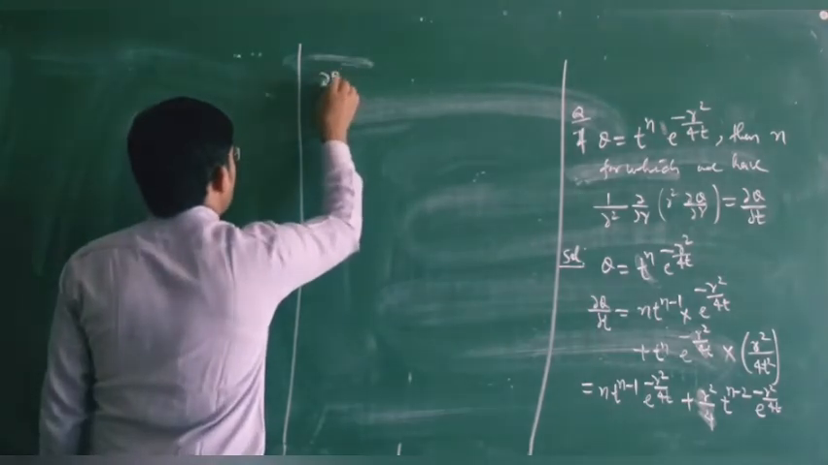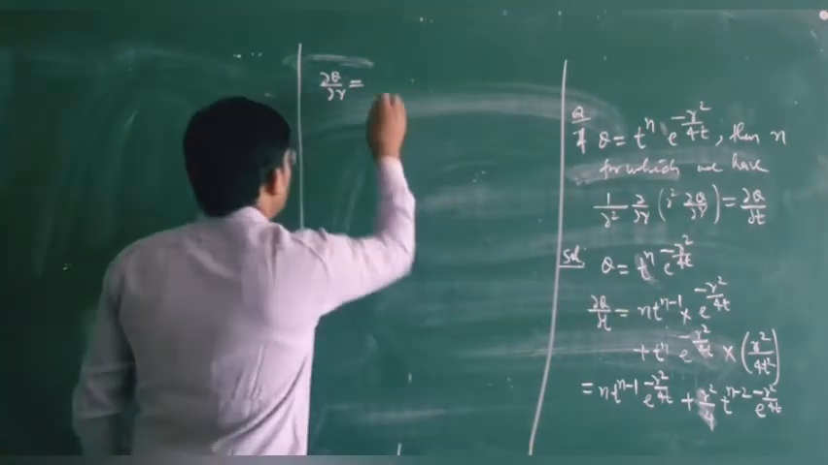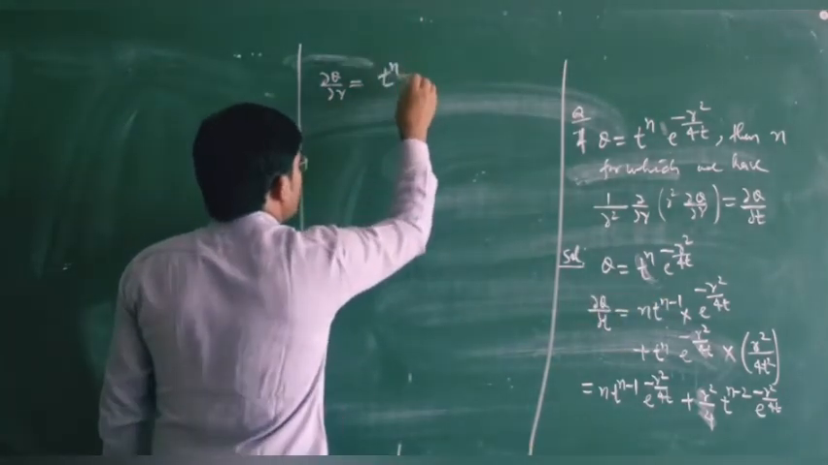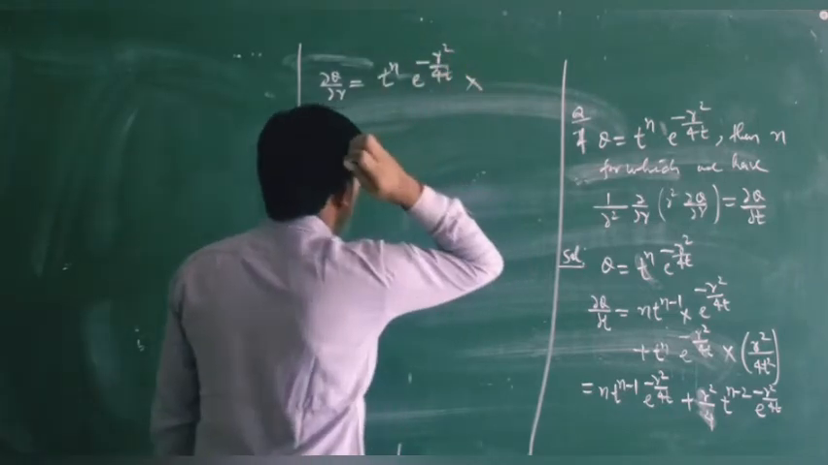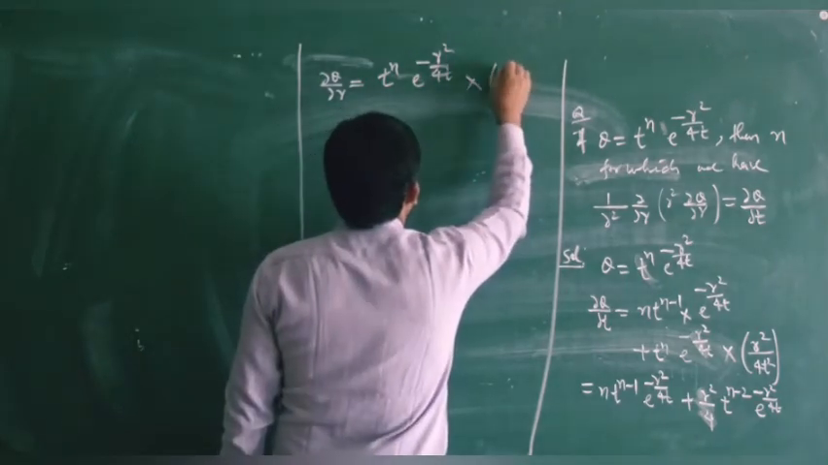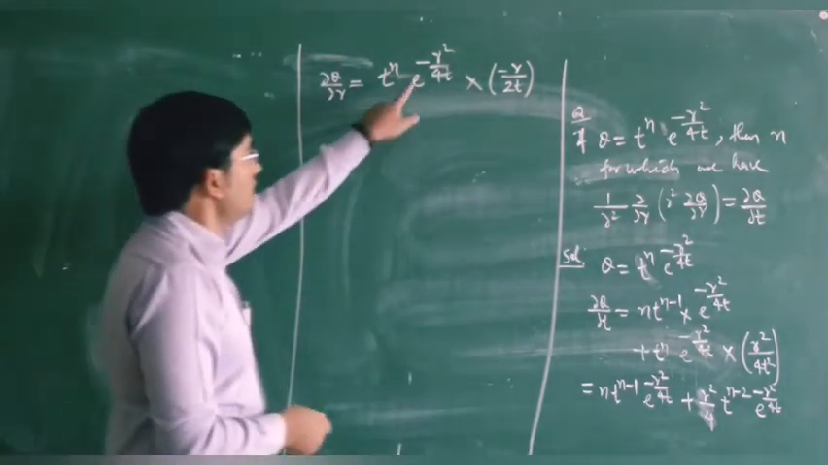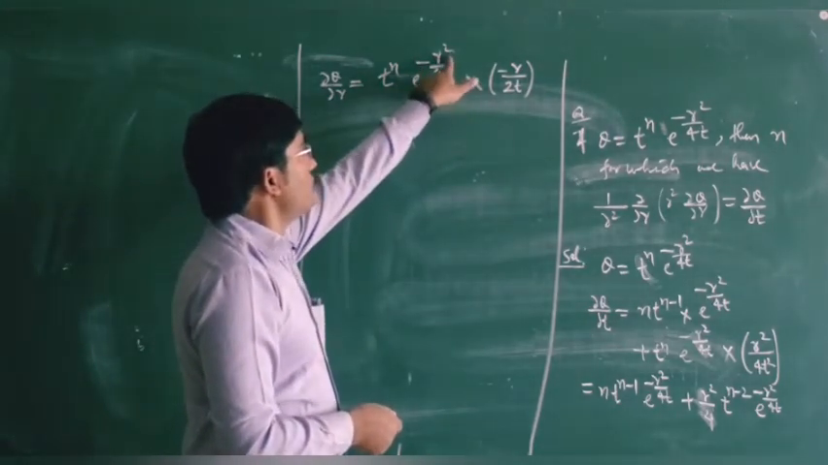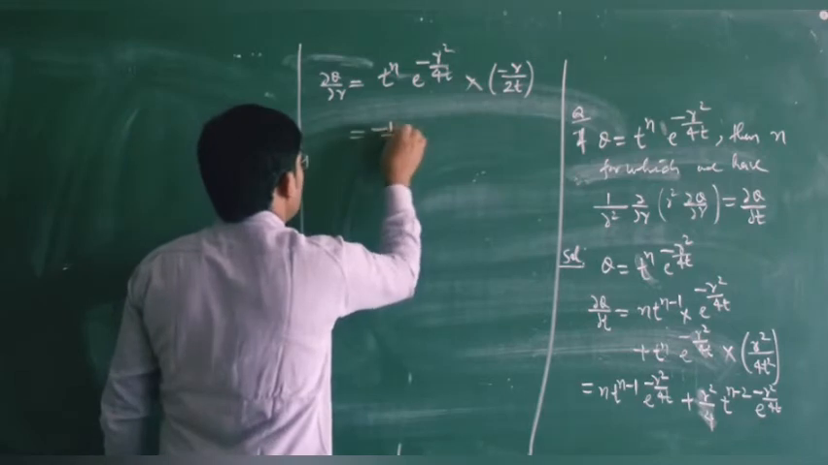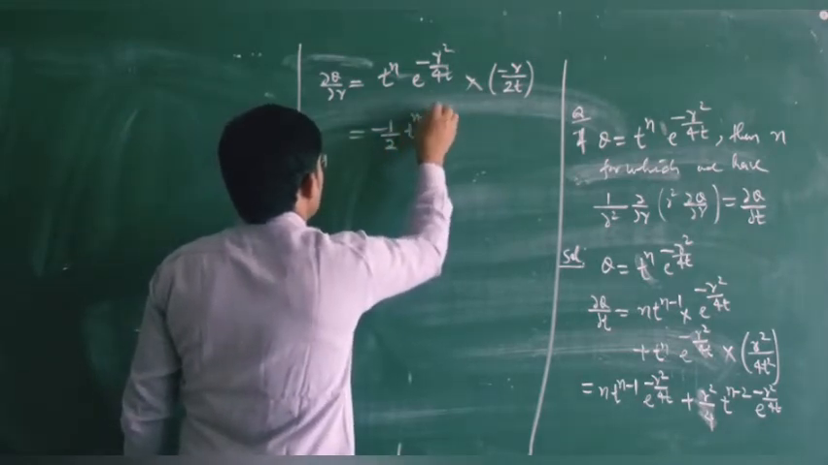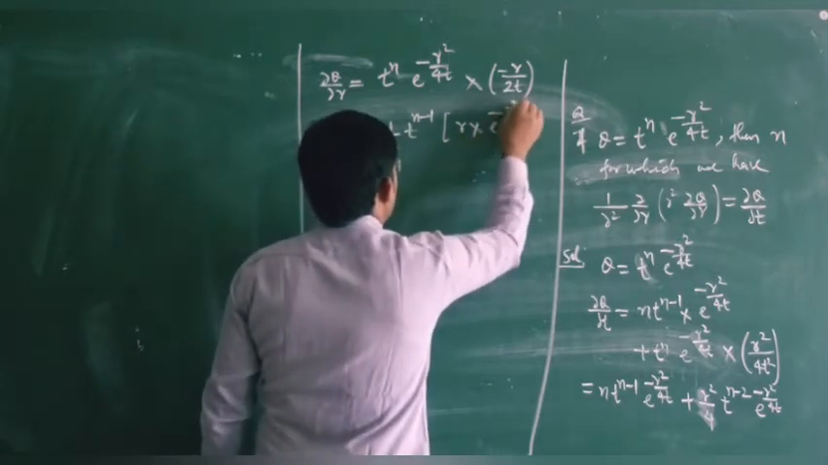Now ∂θ/∂r will be equal to, now the differentiation of this with respect to r is equal to t^n is fixed, and we have e^(-r²/4t), and then the differentiation of this bracket will be -2r upon 4t. So that means this is equal to -r upon 2t, because our 4t is constant, so differentiation of r² will be 2r, so we will have this one, and this is same as -1/2 t^(n-1), and then we have r into e^(-r²/4t).